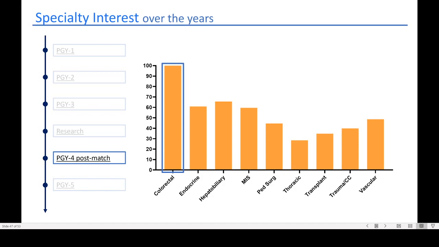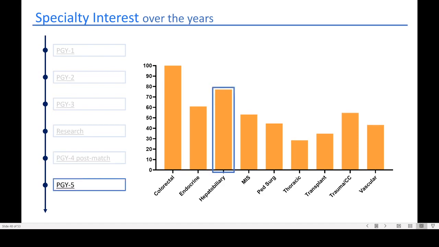And considering all these multi-dimensional factors, it was actually an easy choice for me to commit to colorectal surgery after my first match didn't go the way I wanted. But actually, now I'm thankful that I ended up choosing colorectal, and the specialty ended up choosing me as well. So I'm very happy about it.